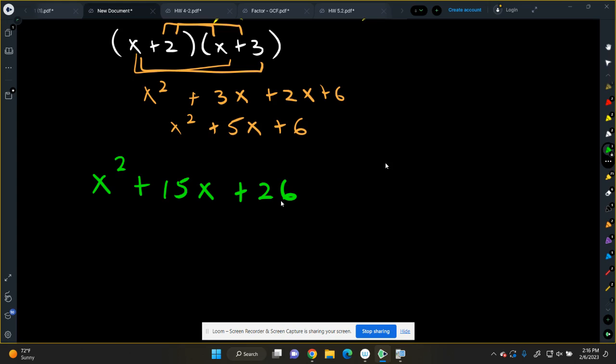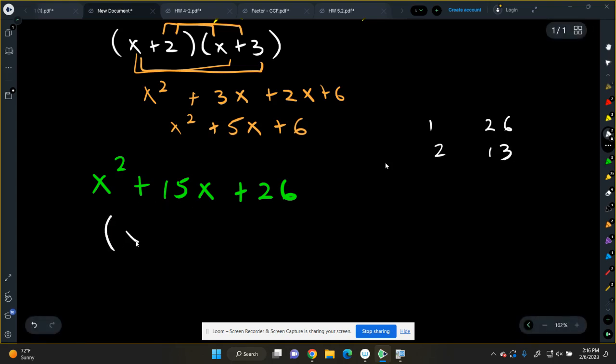Okay, so I need 2 numbers to multiply together to equal what? 26. So let's look at that. We can do 1 and 26. Well, that doesn't add up to 15. We can do 2 and 13. Does that add up to 15? Yes, so there it is. So I did 2 sets of parentheses. We put an X in each one, and we've got plus 2 plus 13.